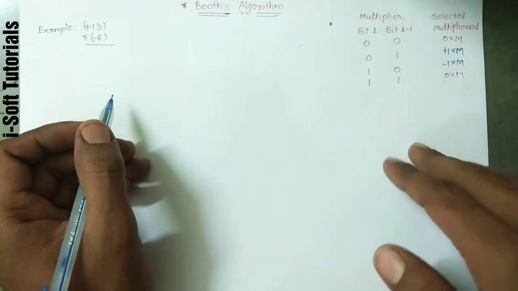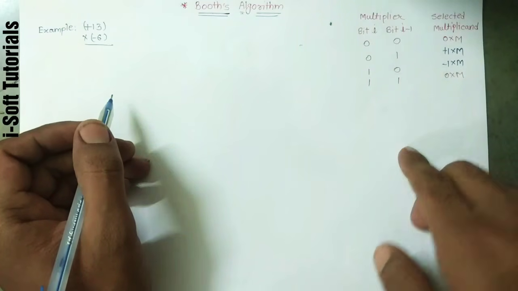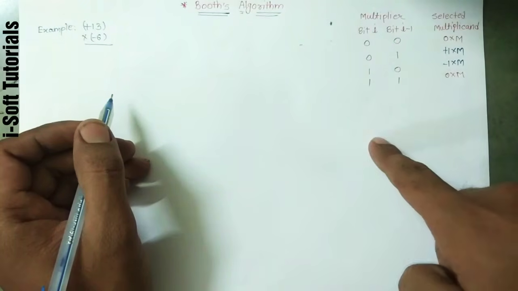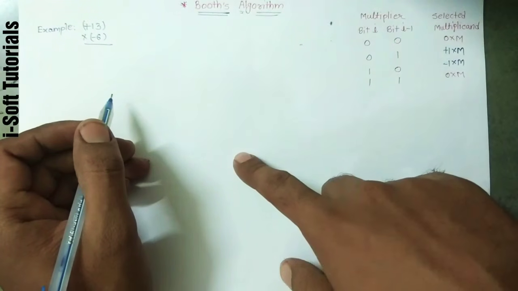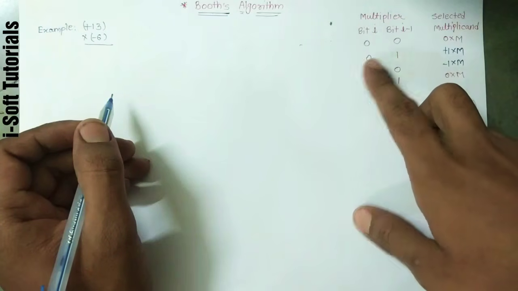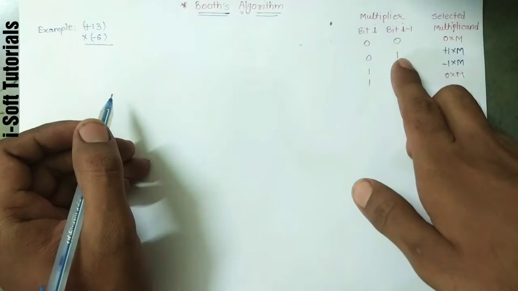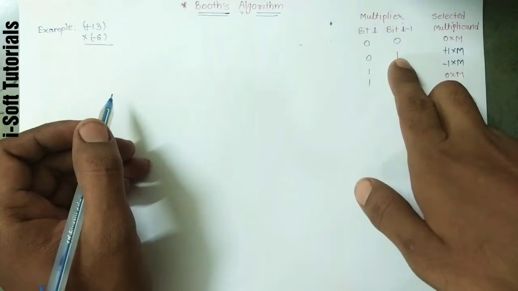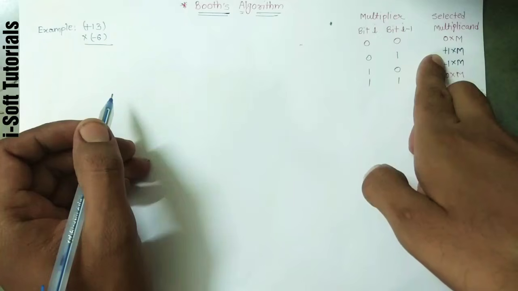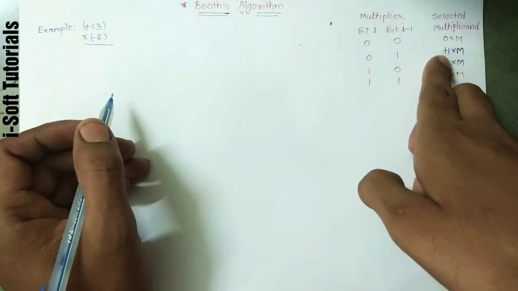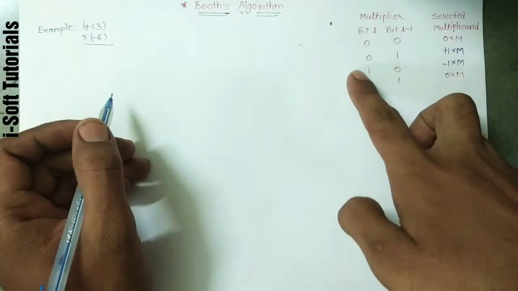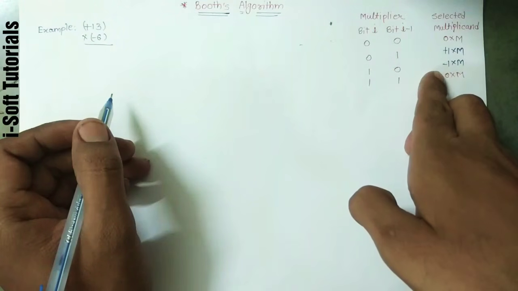If we are scanning the multiplier from LSB to MSB, and the bits are 1 0, that is we are moving from bit 1 to bit 0 while scanning, then it is selected as plus 1 into M, that means plus 1 we have to select. If we are scanning from 0 to 1, then we will select minus 1.